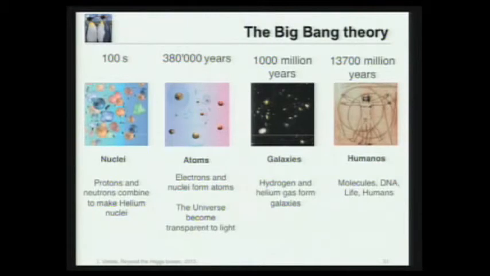Then at 100 seconds, so this is about 3 minutes, there is a famous book by Steven Weinberg, The First Three Minutes of the Universe, where he describes these things in quite some detail and in an accessible way. It's a very good book that I recommend. So at this point, nuclei are created. Protons and neutrons combine to make helium nuclei.